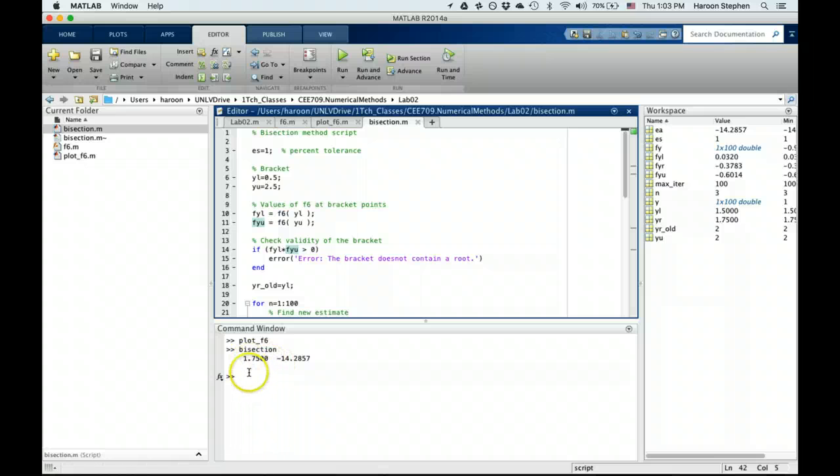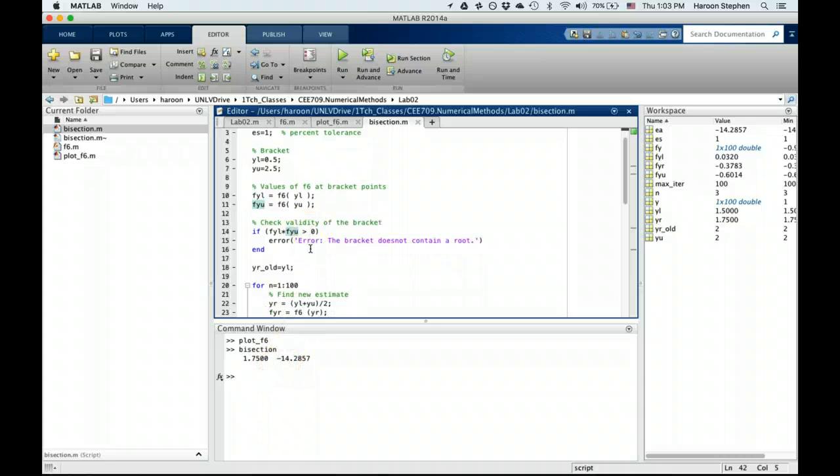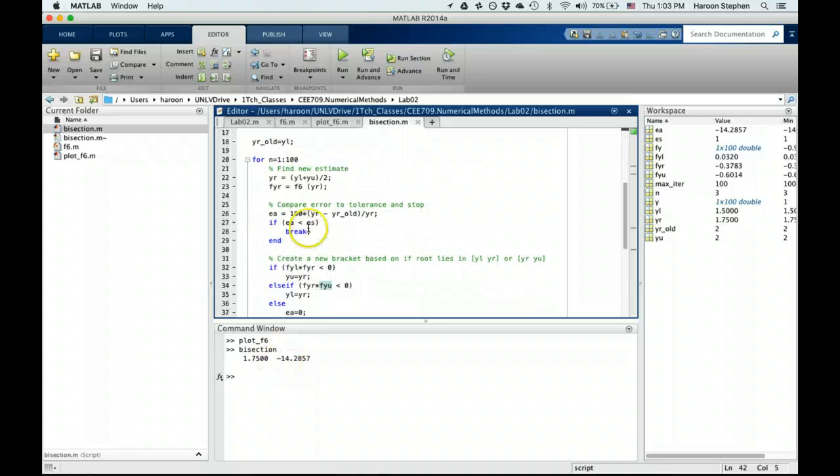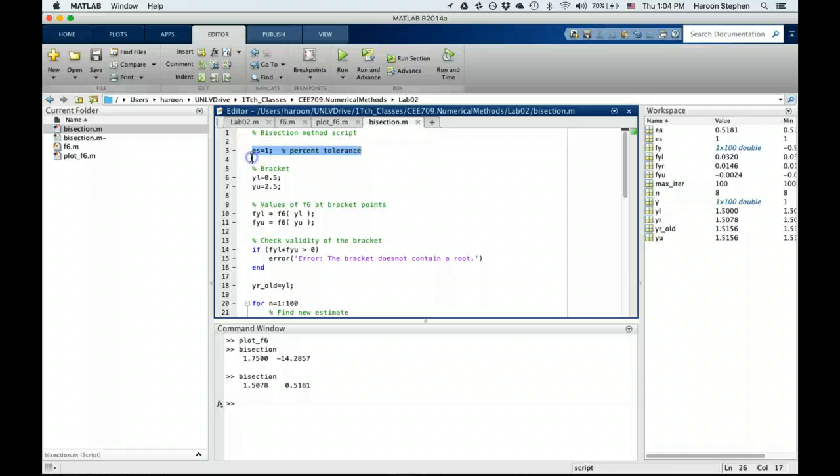So it looks like it found 1.75 with an error of -14, the reason for that is because this is also taking into consideration negative errors, and that's a mistake because we only look at the absolute errors. ABS is the function that converts this into a positive number, and let's rerun this. So now you can see that it got us an error of 0.5%, which is less than the 1% that we desired, and it gave us 1.5078.